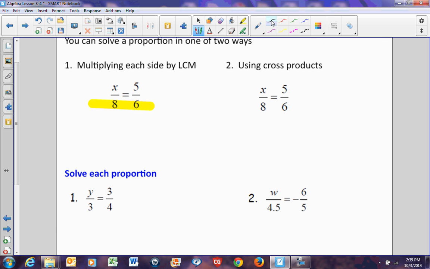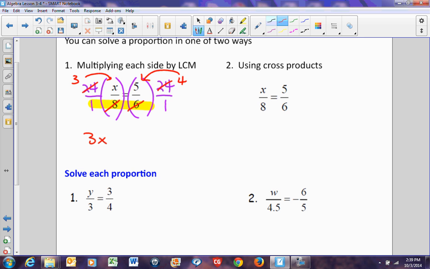So if I multiply both sides of my equation by 24, I can simply do this. I'm going to multiply this side of the equation by 24. I'm going to multiply this side of the equation by 24. By doing that, I look at this. 8 divided into 24 is 3 times. So 3 times x now becomes 3x. 6 goes into 24 4 times, and 4 times 5 is 20. So I now have 3x equals 20.